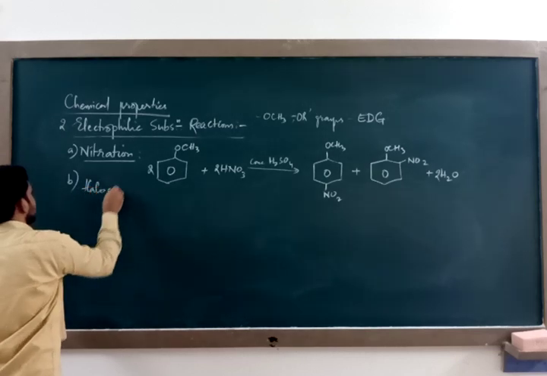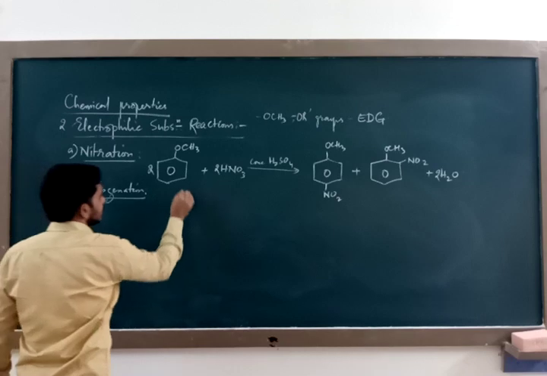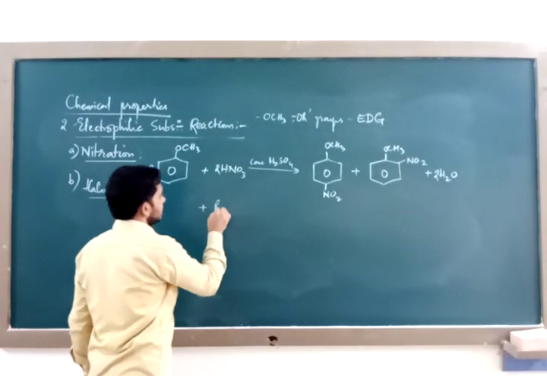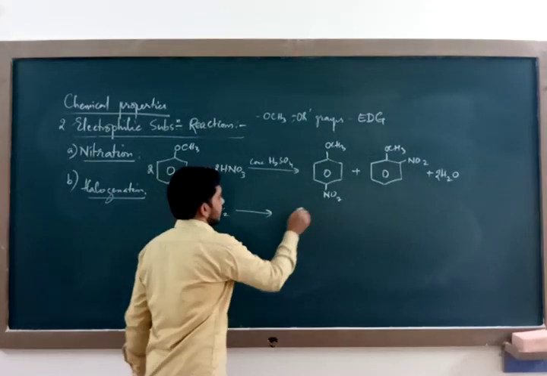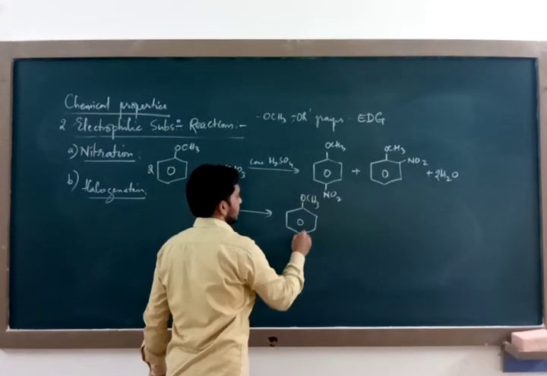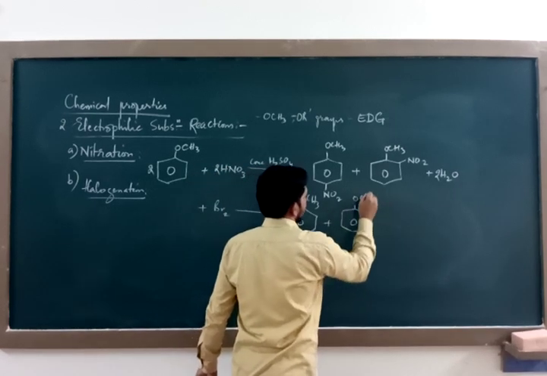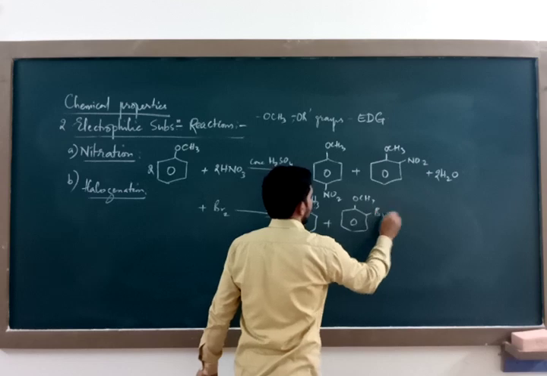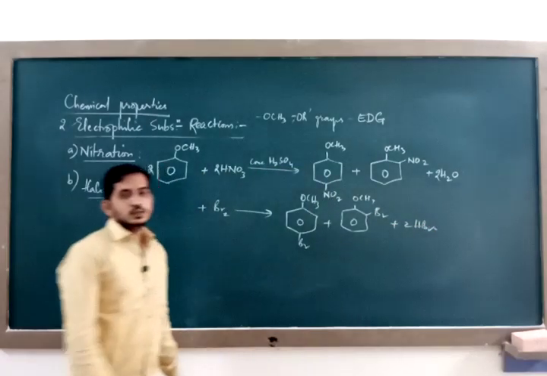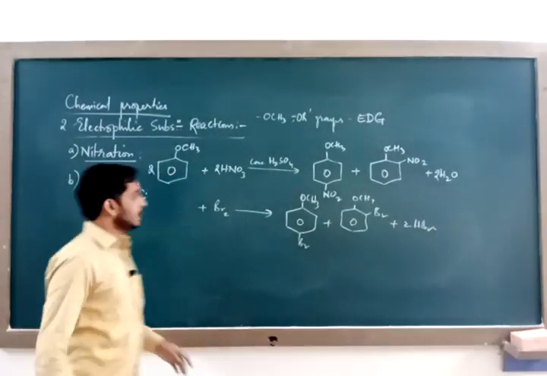If the same reaction is done for halogenation, again same anisole is reacted with bromine, then you will have OCH3, here Br plus OCH3, here Br plus 2HBr. So two products, ortho-bromoanisole and para-bromoanisole are obtained.